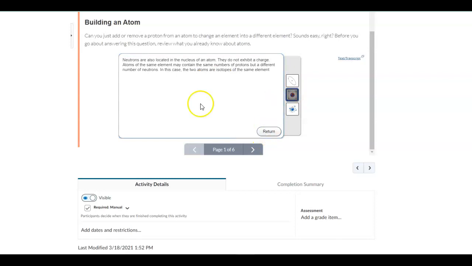Neutrons are next. They are located in the nucleus as well. They do not have a charge. They are neutral. So atoms of the same element may have the same number of protons, but a different number of neutrons. In that case, that is called an isotope. So the 2 atoms are isotopes of the same element. This would also be a really great thing to have in your notes.